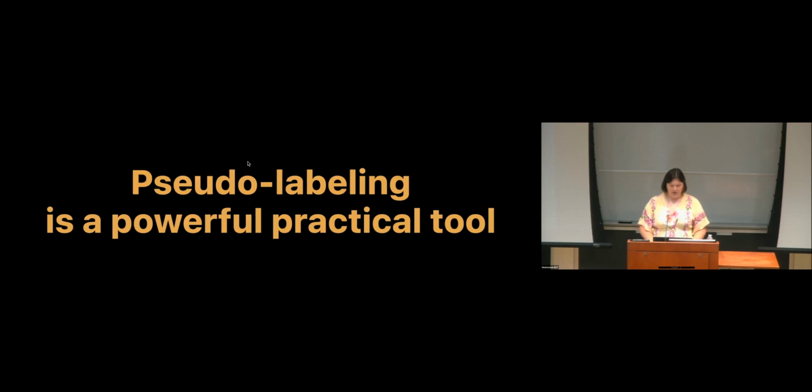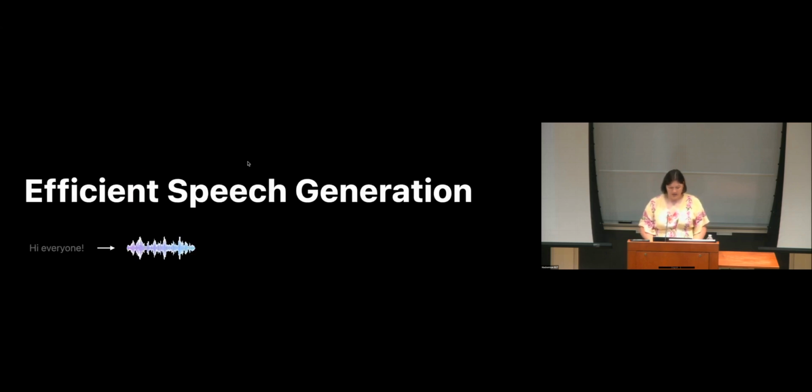Okay, so I hope I convinced you that pseudo-labeling overall is a powerful practical tool. Yes, SSL is still dominating. Still, people don't like pseudo-labeling papers and write reviews like, oh, did you compare with SSL, etc. But in practice, it's way simpler to train, and it gives you improvements out of the box, right away, on top of the supervised model. Okay, so now let's go to efficient speech generation.